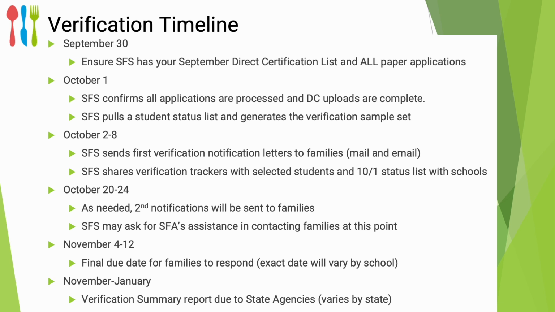Between October 20th and 24th, as needed, we will send second notifications to families. So if they didn't respond to the first notification, we're going to be reaching out again, asking them to submit their documentation. We might reach out to you at the school to help with contacting families at this point if we haven't been successful. The due date for families to respond will vary by school, but it'll be somewhere at the beginning of November, between the 4th and the 12th.